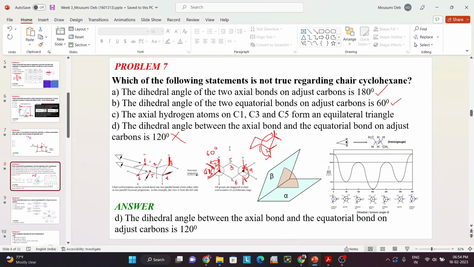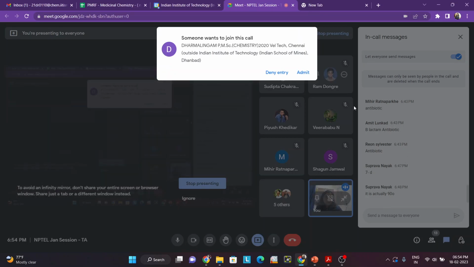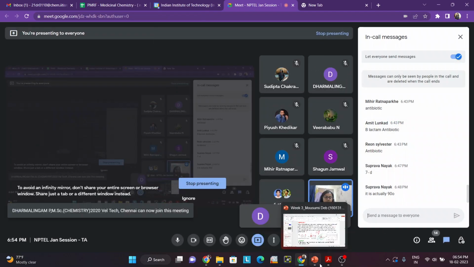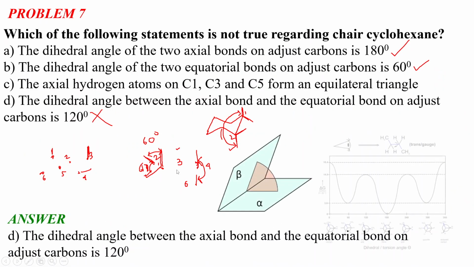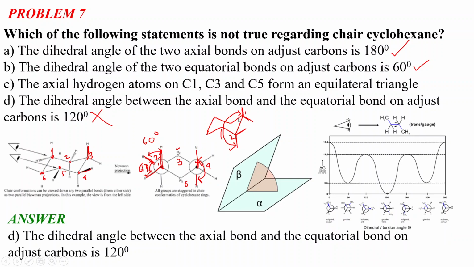I don't know if I could make you understand this thing, because it is pretty difficult. It is actually not 90 degree. I don't think it is 90 degree. If you look carefully, the angle between this and this is not 90 degree. This is the axial bond, right? And this is the equatorial bond on the adjacent carbon. I will show you. If you see it carefully, this bond is your axial bond on one carbon, okay, and the adjacent carbon equatorial bond is here. So the angle between these two is not 90 degree, it is around 60 degree, we can say, okay.